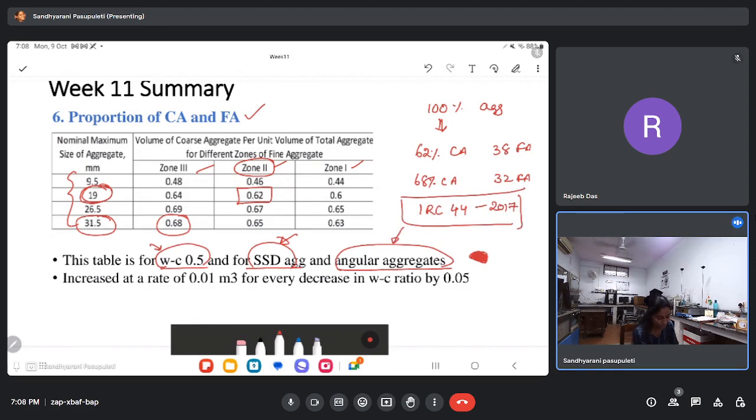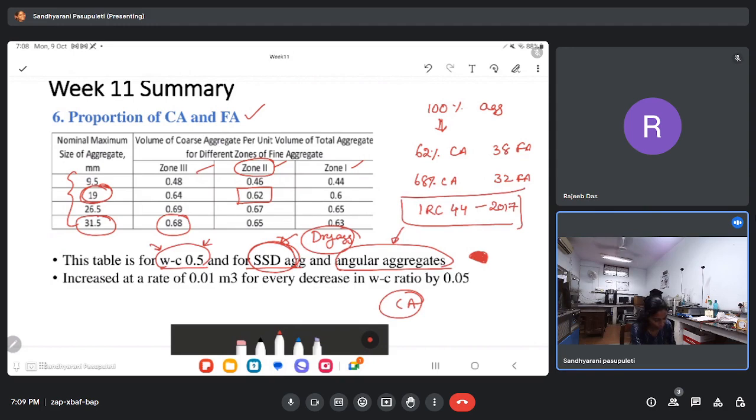How do we change? Let us say instead of SSD aggregates, I wanted to use dry aggregates. Then I have to actually remove whatever is the extra water content that is absorbed. Then how are we going to change the coarse aggregate proportion? So those are the calculations that we will see in one of the problems.